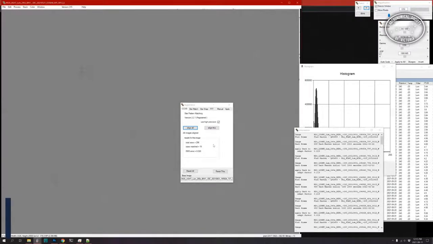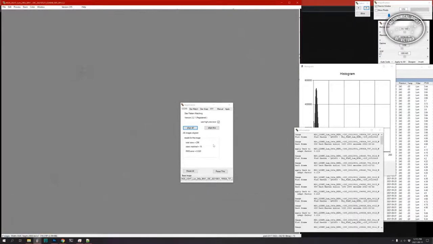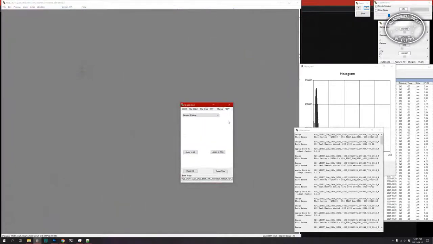I have another question for you as well. Does CCDStack account for the meridian flip, or do you have to manually unflip the flipped images? Well, we're about to see. I just said align all the images with the reference frame. And CCDStack has now aligned them all. It knows what it has to do to get each of them aligned. And now I have the opportunity of choosing how it moves each of the frames.